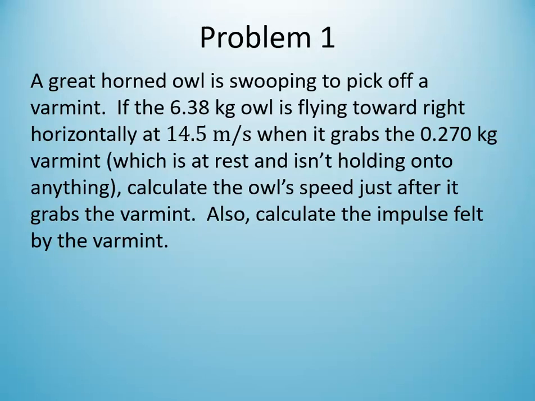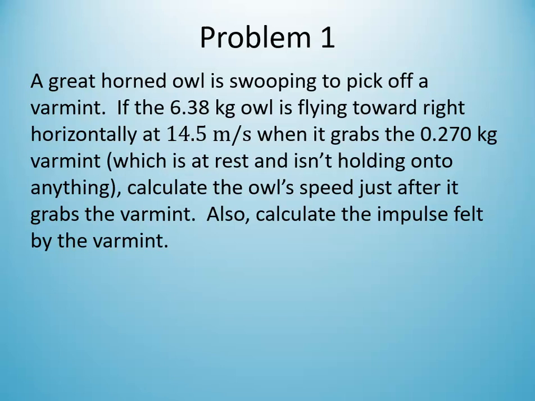And the first problem, we have a great horned owl swooping in to pick off a varmint. I don't state what kind of varmint it is, but I mean, you know what owls eat. So we give a mass and a velocity to the owl and a mass to the varmint. So the question is, what is the owl's speed just after it grabs the varmint as a result of this collision? And we're also going to calculate the impulse felt by the varmint.